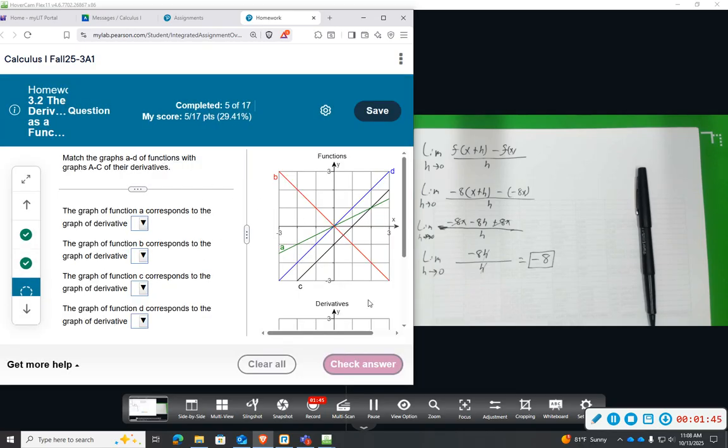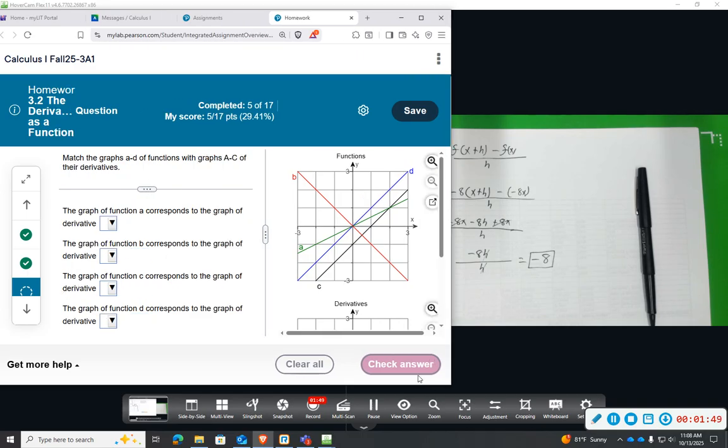Alright, so this next one, let's make this a little bit bigger. We're going to match the graphs of A through D with the graphs of their derivatives, A through C. And so we can see these lines, and the first one corresponds to A. If we look at A, we go through a point here, so our rise over run is 1 over 2, so we get a slope of 1/2.